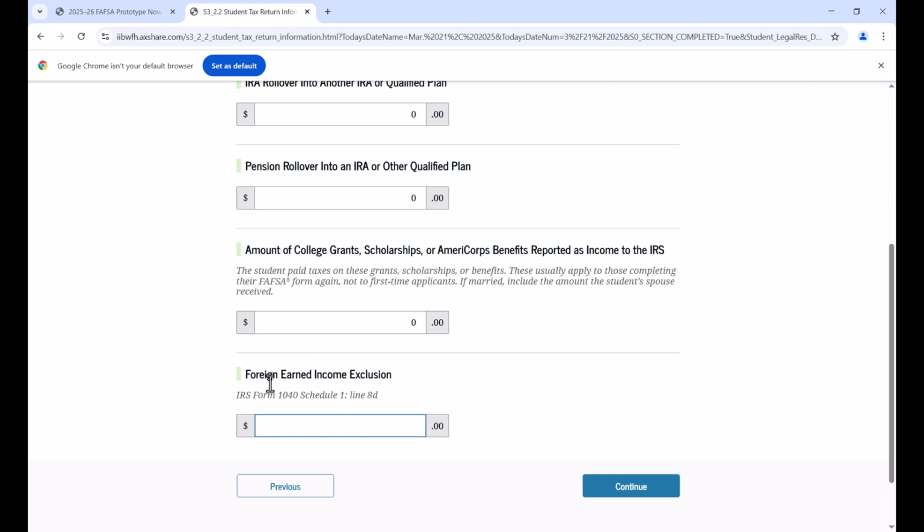Then it's asking about foreign earned income exclusion. Usually it's 0, but as you can see here, it does have a line number where you can find this on your tax return if you have your taxes in front of you.